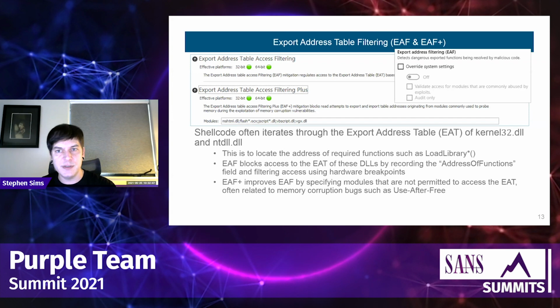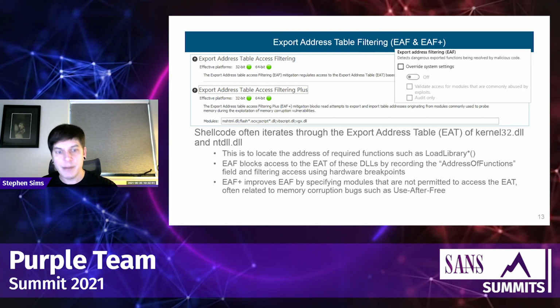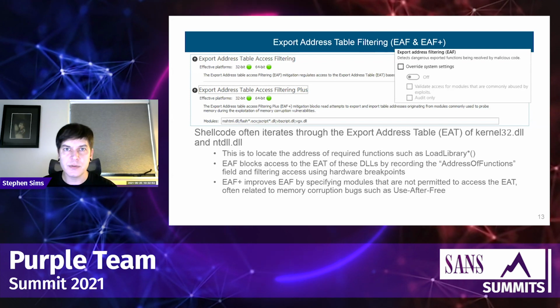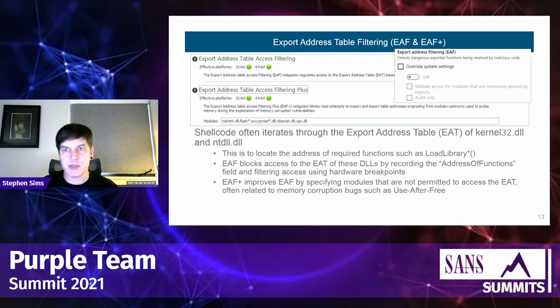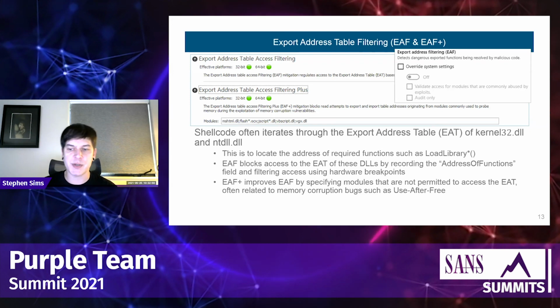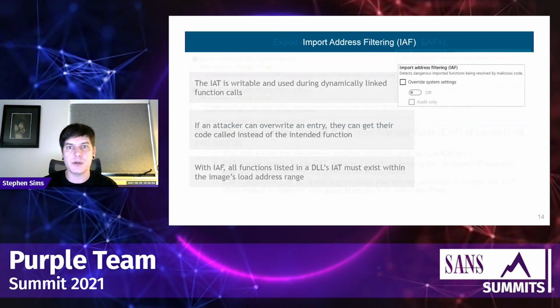It says, let's not let the export address table of certain critical libraries be walked. And we can even add additional ones as well, or decide who should be able to access the export address table of these things. So it's pretty good at hindering shellcode execution.